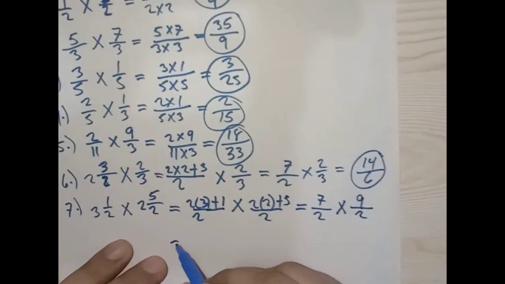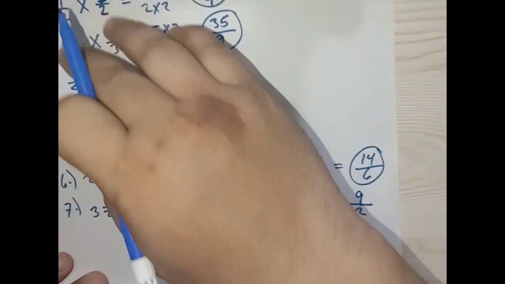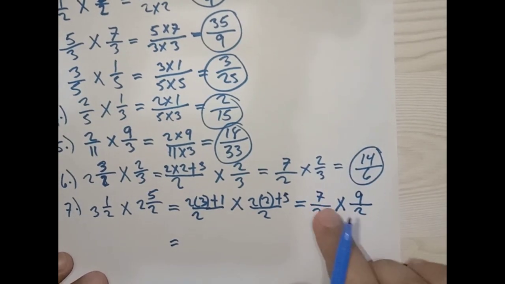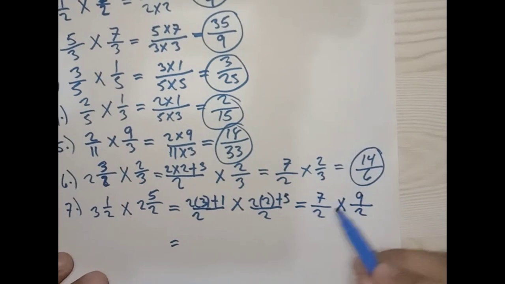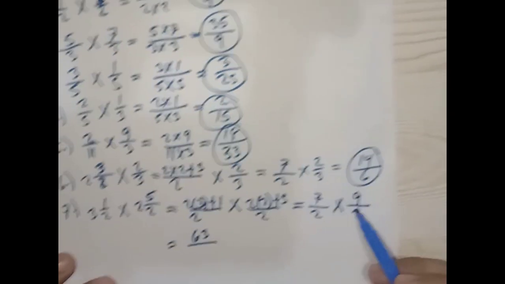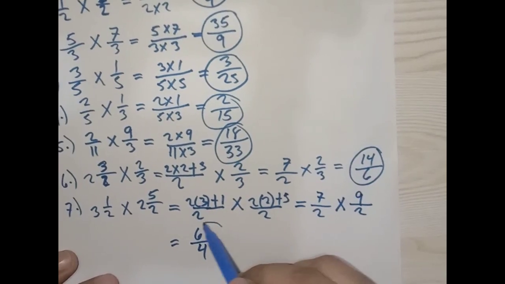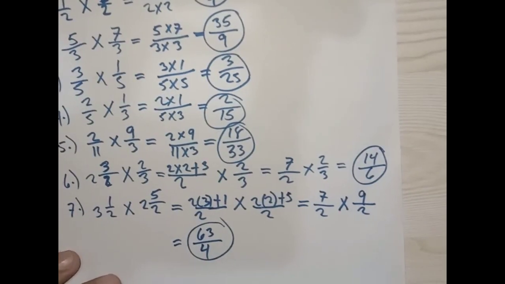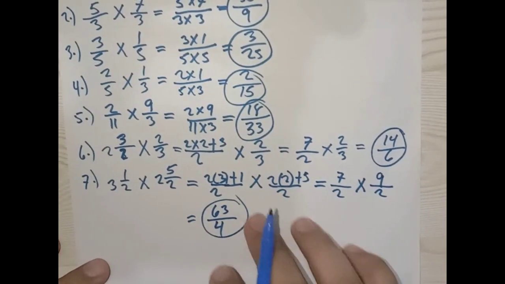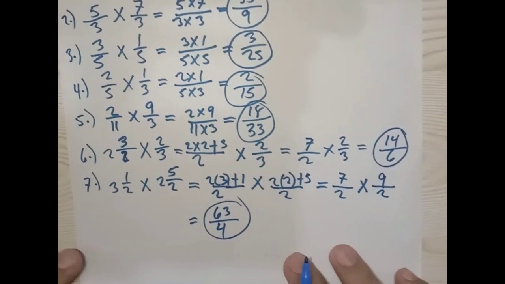Now, proceed. We multiply using the steps we did in the first examples. So, 7 times 9 is 63. Then at the bottom, 2 times 2 is 4. So, this is our final answer. Okay? So, if your teacher tells you to reduce it into a mixed number, we still need to simplify this into a mixed number.